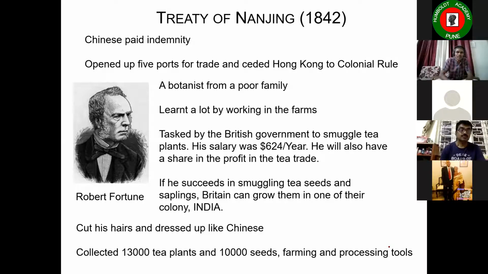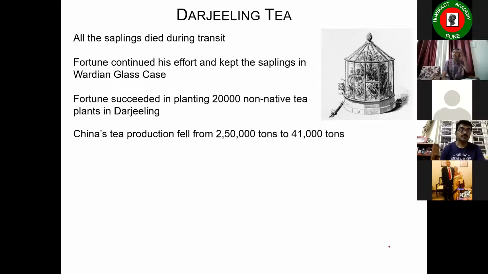So Fortune cut his hair and dressed like a Chinese. I thought the Chinese were naive when I read about this history. When I look at this painting, he doesn't look Chinese to me, even if he cuts his hair and puts on a dress. But he pretended he was Chinese, and he actually succeeded in collecting 13,000 tea plants, 10,000 seeds, farming and processing tools, everything, and shipped it to India. It came to Kolkata port, and by the time it arrived, all these tea seedlings that he collected were dead.